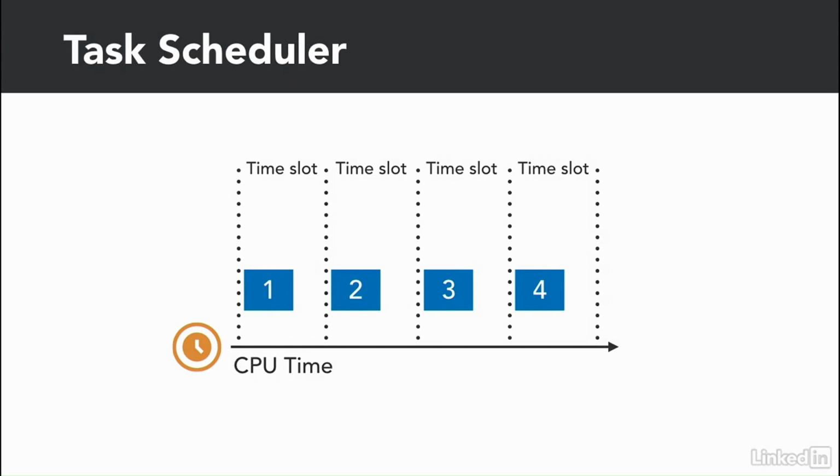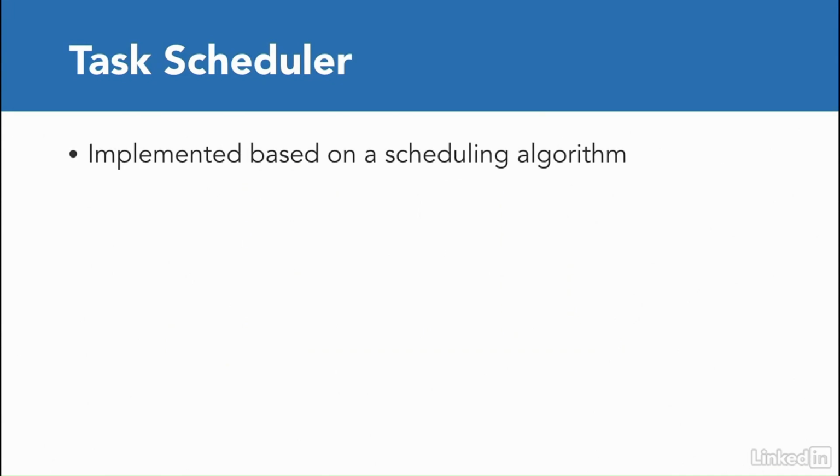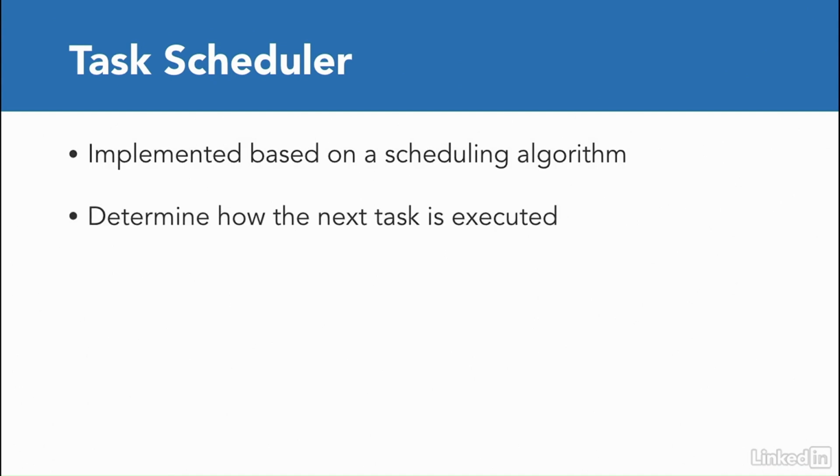However, we didn't talk about how the tasks are running at each time slot. This is the responsibility of a task scheduler, which is part of an OS kernel. How the next tasks can run and how much time they can take are determined by a task scheduler. Every task scheduler is based on a task scheduling algorithm, also known as process scheduling algorithm.